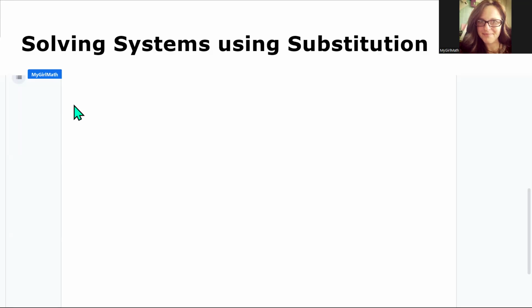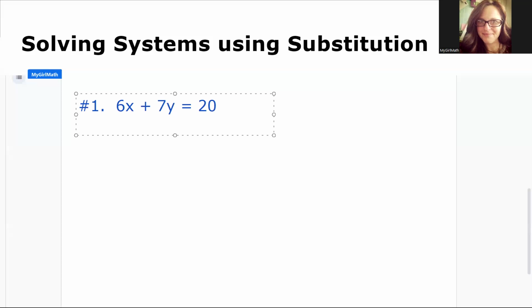We'll take a look at a couple of examples of solving systems of linear equations using substitution. Let's start with example number 1. Let's take a look at the system of equations.